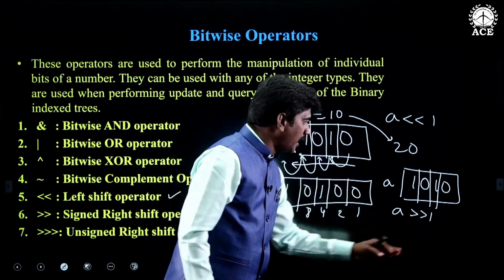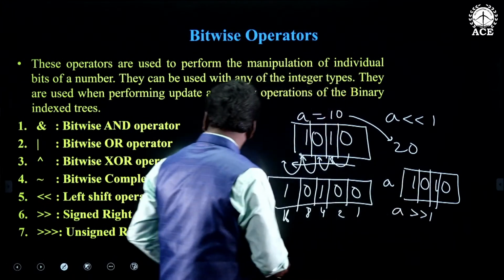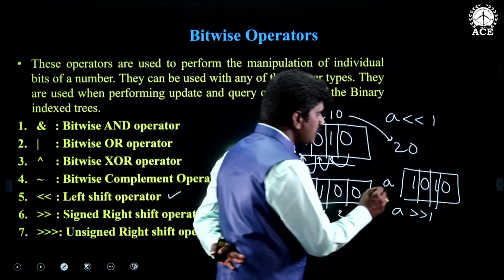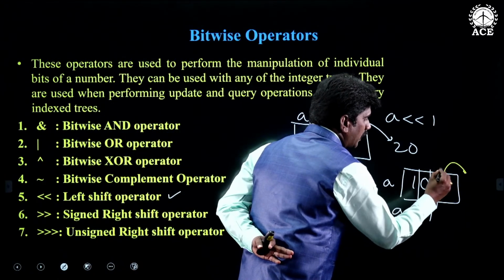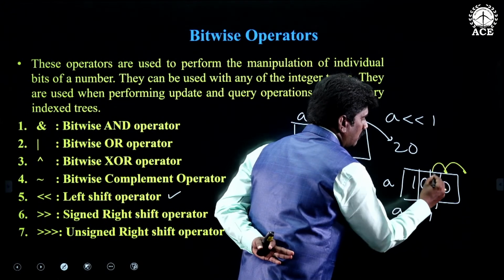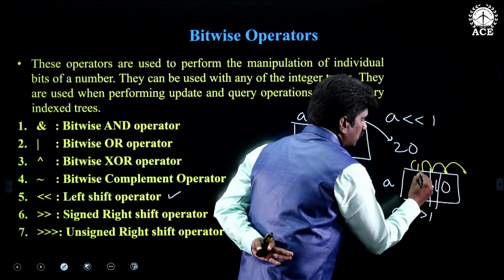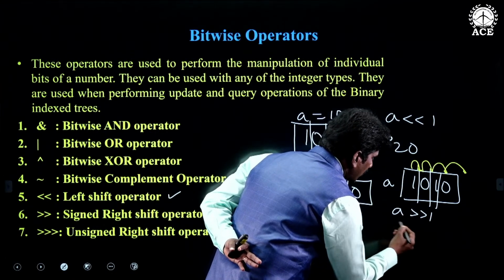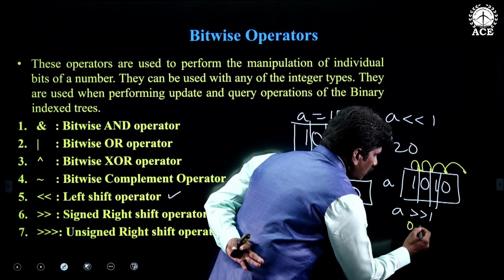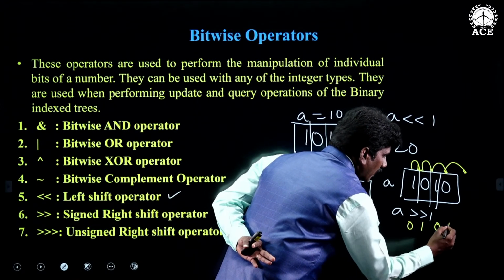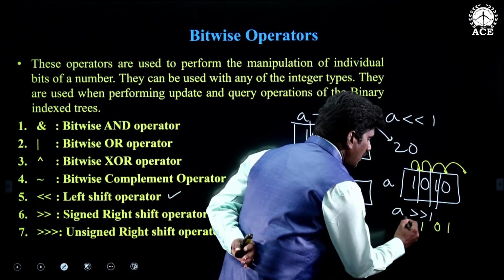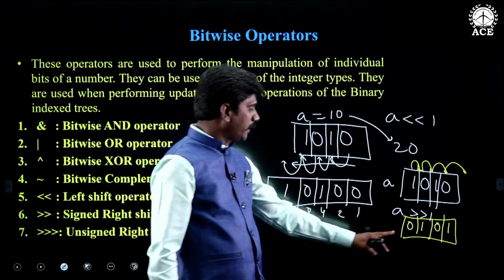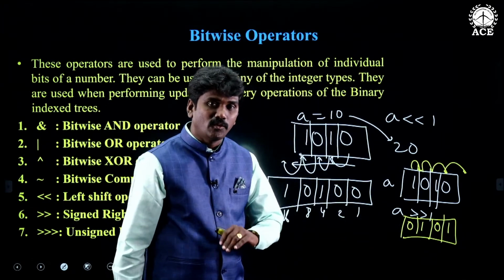A right shift one time means all the values will be moved to the next position. How the values will be moved: this one will move to the next. Means in this place we can get the previous value like 0, 1, 0, 1. Means after performing the right shift, the value is going to be 101. What is the 101 value?